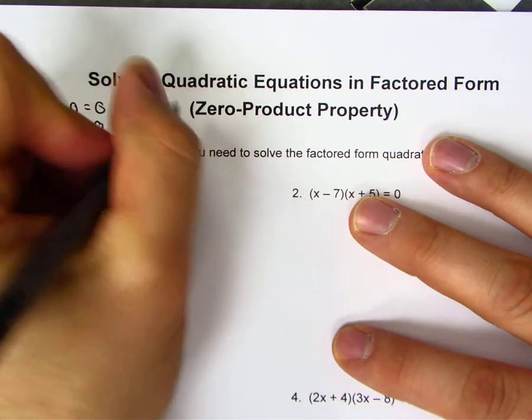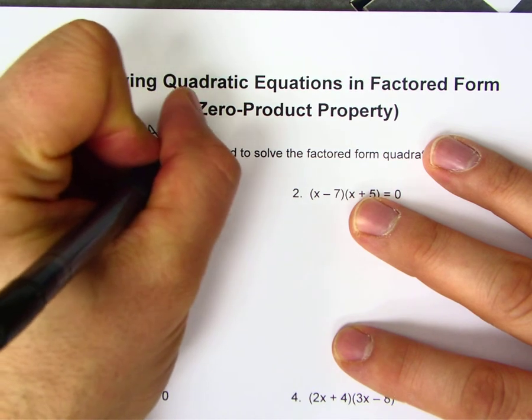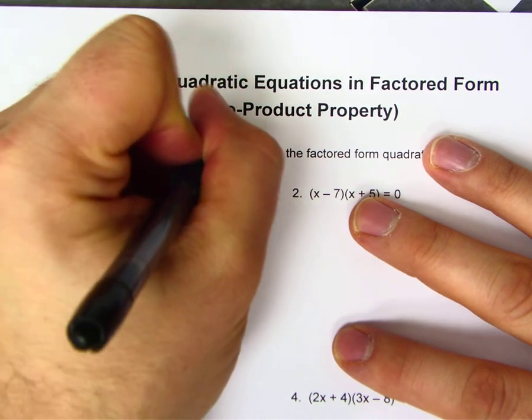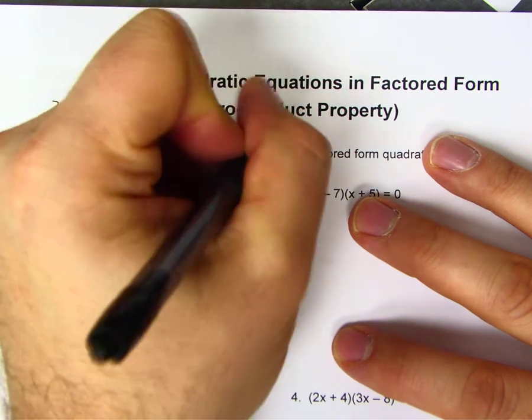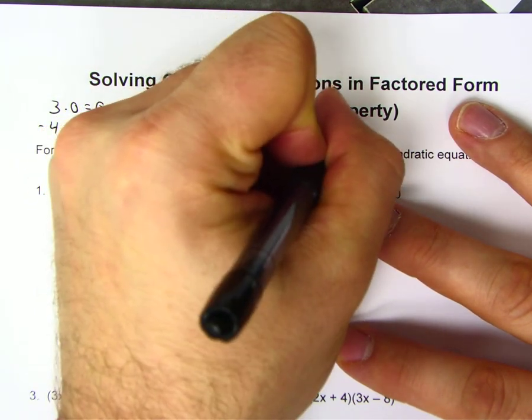So in other words, it states that anything times 0 or multiplied by 0 is 0.